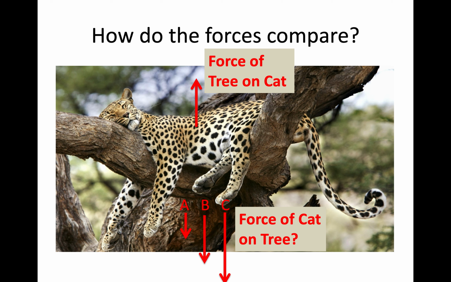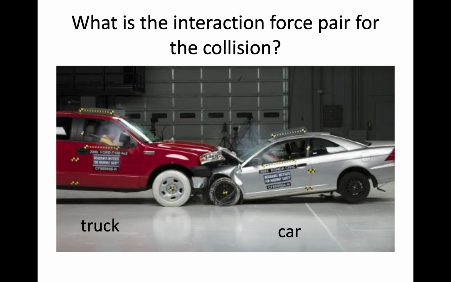So to make that a little more concrete, here with this picture, how do the forces compare? Here's the force of the tree on the cat, that would be upward, but then the cat exerts a downward force on the tree, and we took a little poll in class. Do you think that the force of the cat on the tree would be less, would be smaller? That would be A, arrow A here, as compared to the force of the tree on the cat. Would it be equal? That would be B. Or would it be greater? That would be C. So think of what your wild guess is. And then we looked at one more situation.